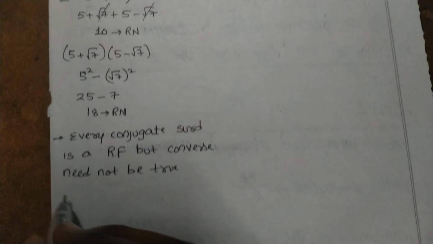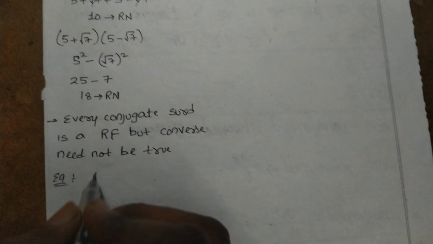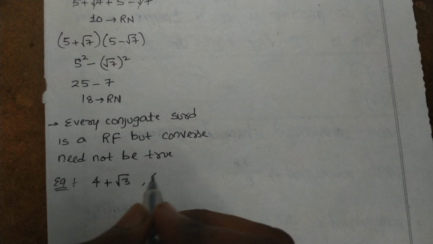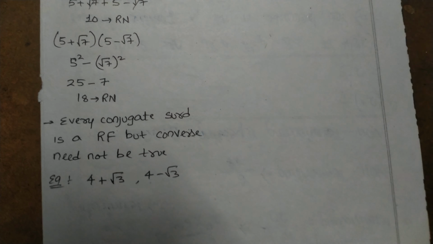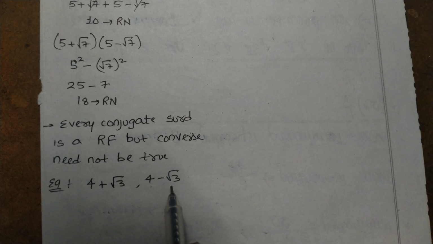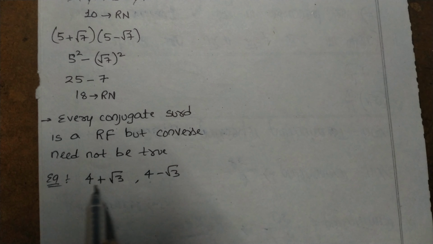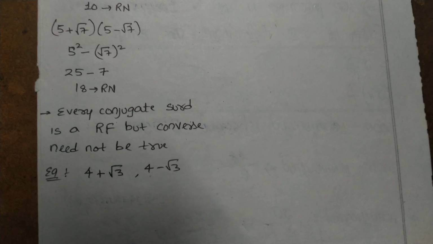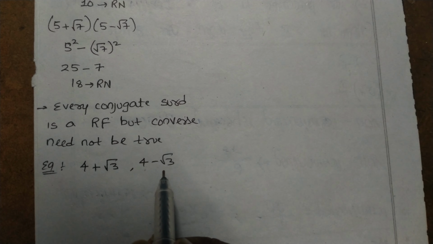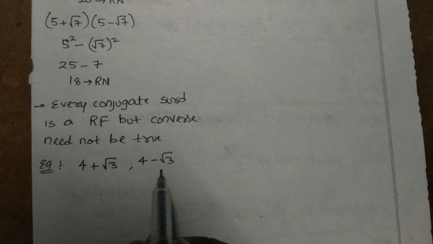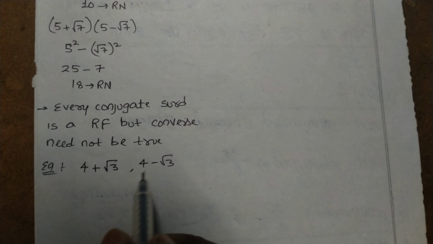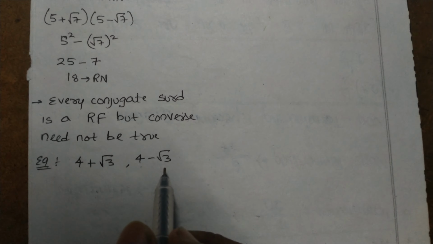Let us check. Suppose we take one example, 4 plus root 3. What is the conjugate of 4 plus root 3? It is 4 minus root 3. Now, is this 4 minus root 3 a rationalizing factor of 4 plus root 3 or not? That we are going to check. How? Already we have completed the topic of rationalizing factor, right? What we need to do is multiply this with this, so that you should get a rational number. If you are getting a rational number, then this is a rationalizing factor.